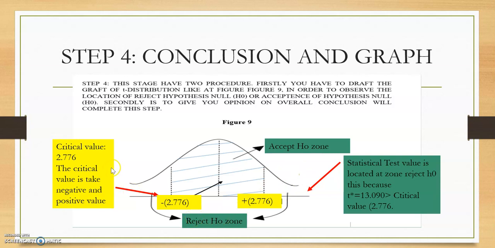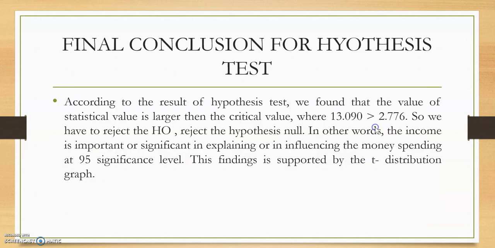According to our critical value of 2.776, we take the negative number and the positive number for the left and the right zone. However, according to the statistical test value, it is located somewhere here, which is 13.090, larger than 2.776. So we have some idea that the statistical test value is somewhere in the reject H0 zone. Now let's go to the next slide.